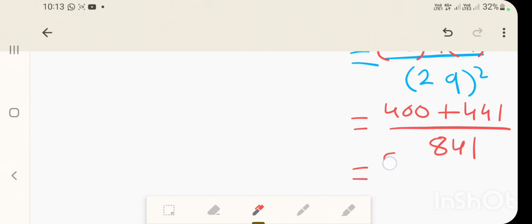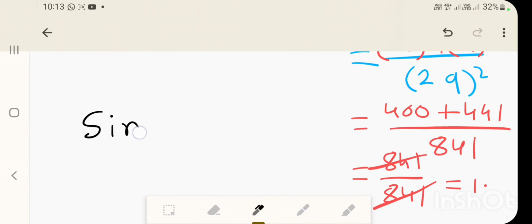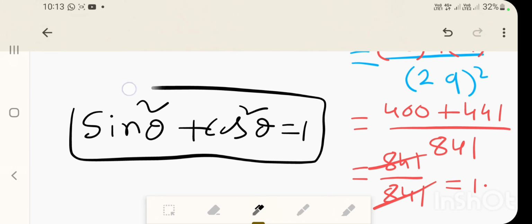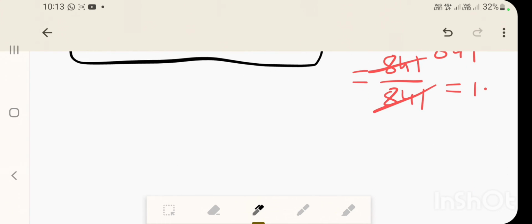So the numerator is 841, 400 plus 441, divided by 841. Both will get cancelled, and we get the ratio as 1. So what we can conclude here is, for any angle theta, sin square theta plus cos square theta is always going to be 1. This is a very important identity which can be used in solving problems. Sin square theta plus cos square theta is equal to 1.